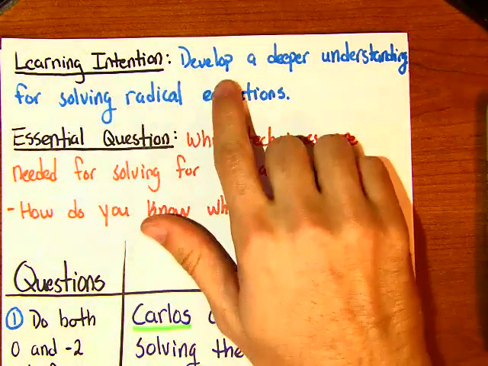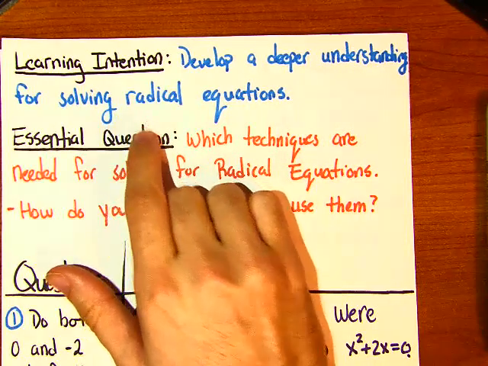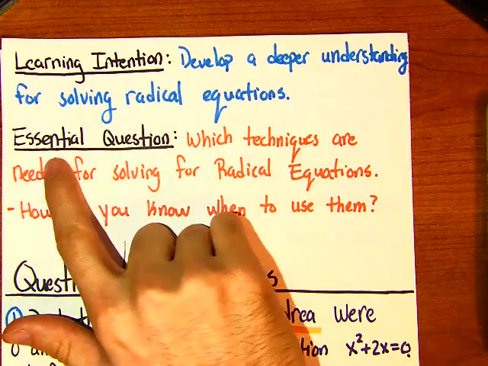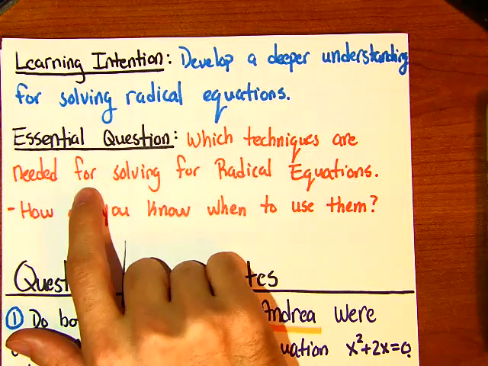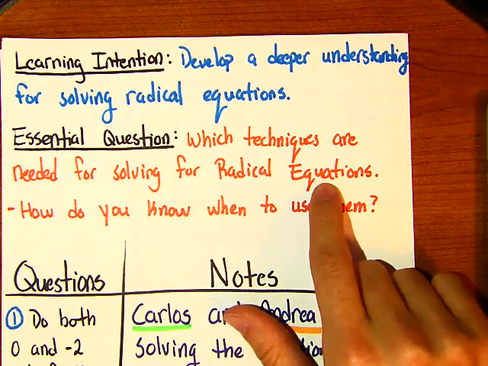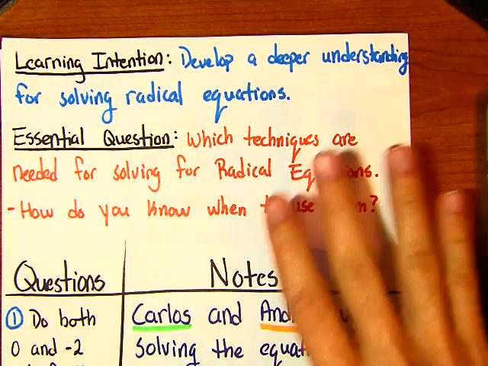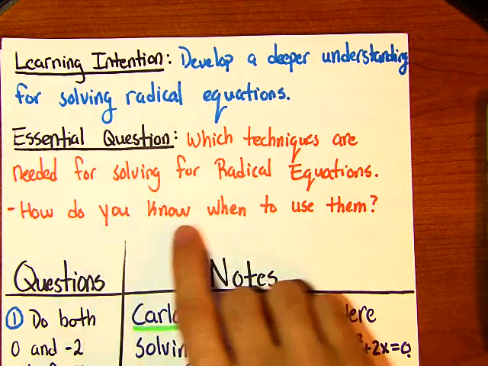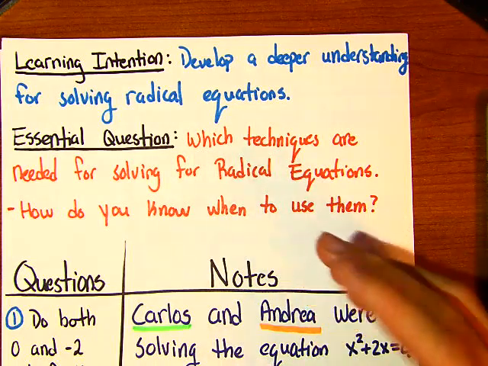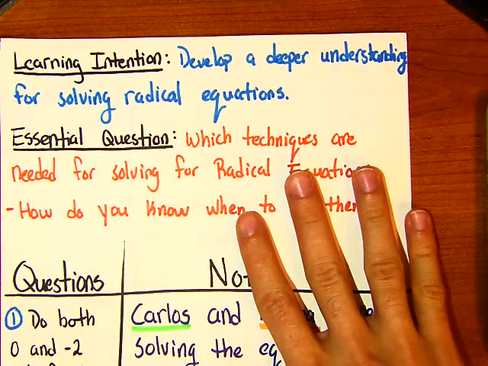Learning intention is to develop a deeper understanding for solving radical equations. The essential question is, which techniques are needed for solving radical equations? Throughout our whole year together, we've been developing a lot of techniques. And how do you know when to use them and how to use them? Those are important things that we need to develop.